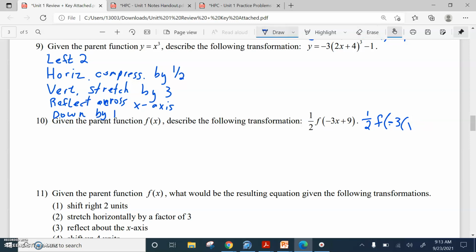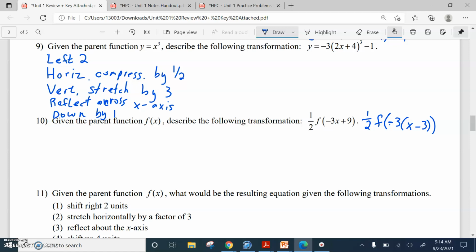Always be careful doing these factoring outs, because even though it was a plus 9, we're going to factor out the 3. We also have to account for the fact that we're pulling out a negative. So when we do the negative 3 out front, we also have to account and say, oh, it's now x minus 3. Right? Because if we distribute, negative 3x becomes negative 3x. Negative 3 times negative 3 gives us plus 9.